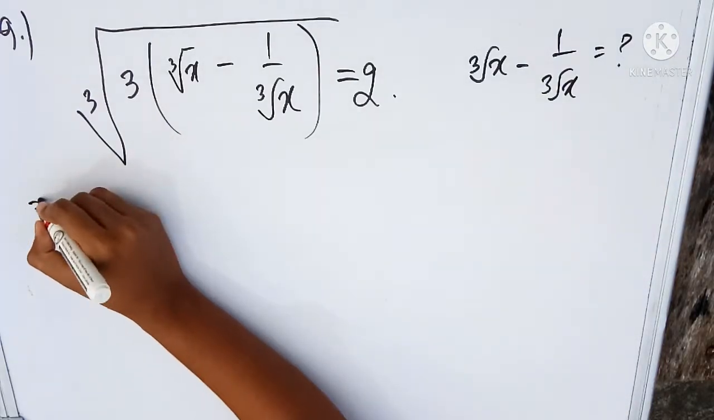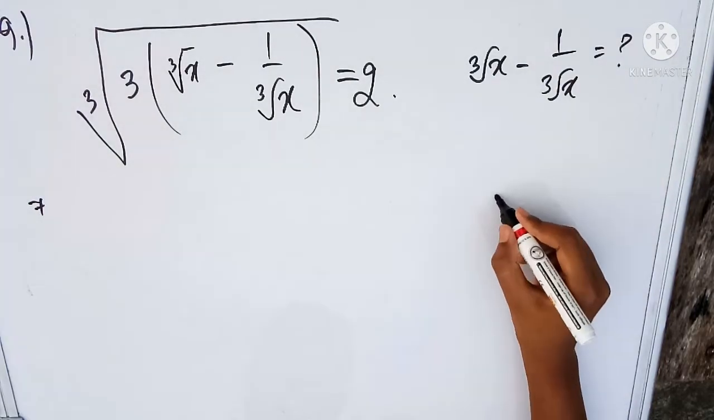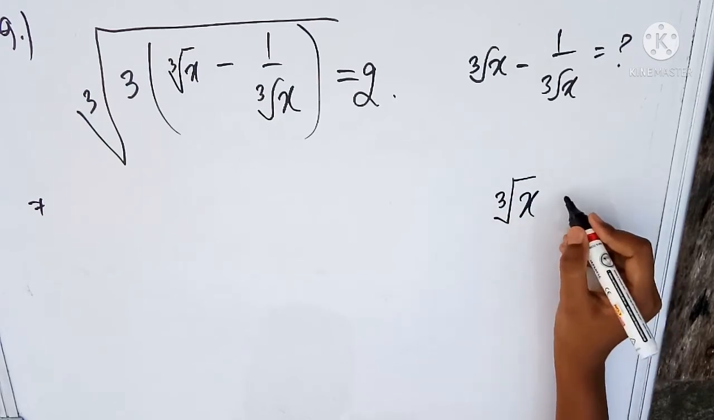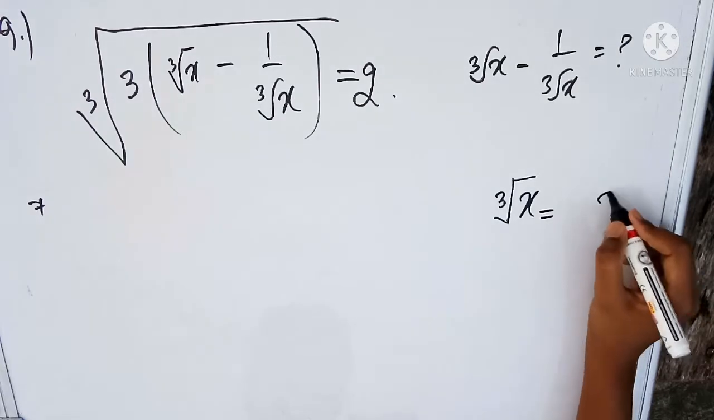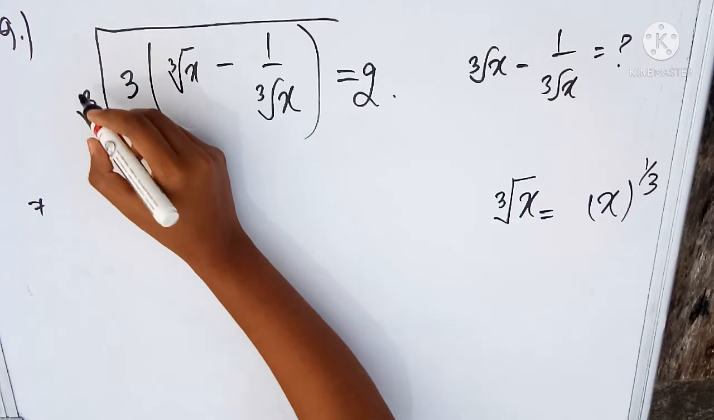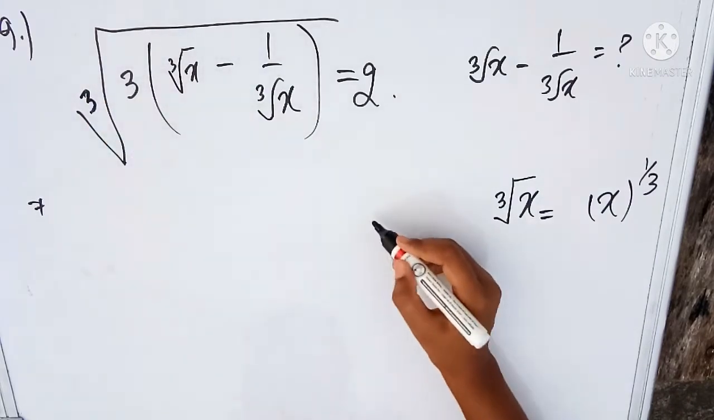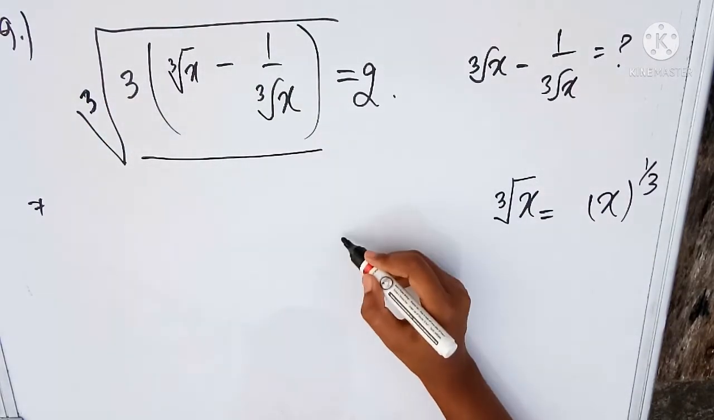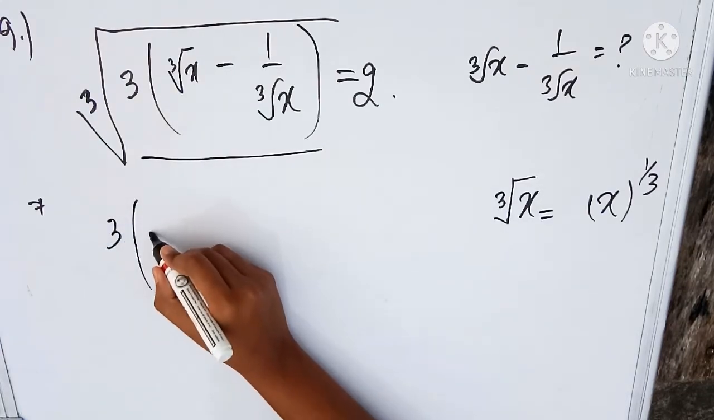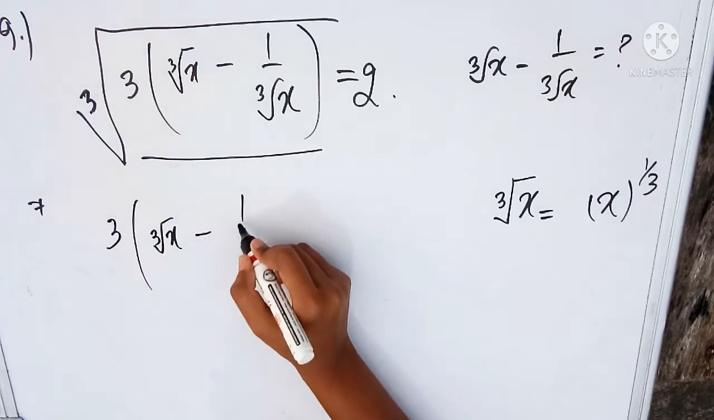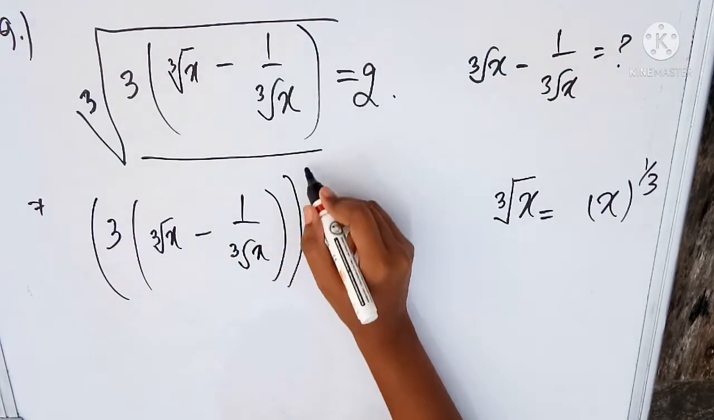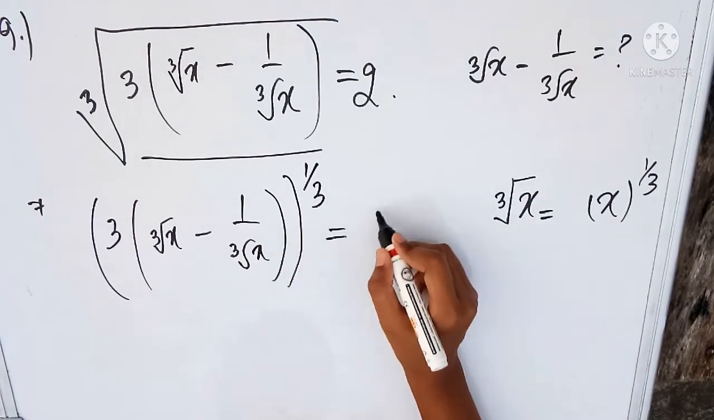Now before solving this, we all know that if we have the cube root of any number, or suppose any variable x, then this can also be written as x to the power 1 by 3. So similarly, here we have the cube root on this number. So we can write it as 3 multiplied by cube root of x minus 1 by cube root of x, and whole to the power 1 by 3 is equal to 2.